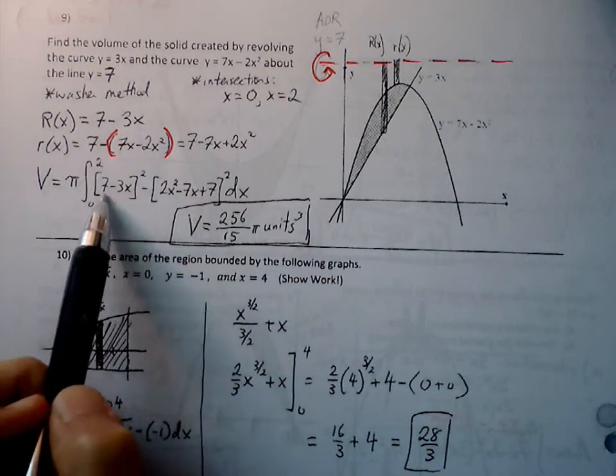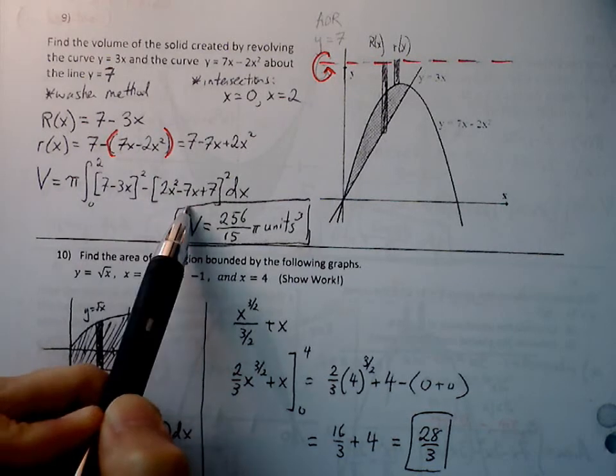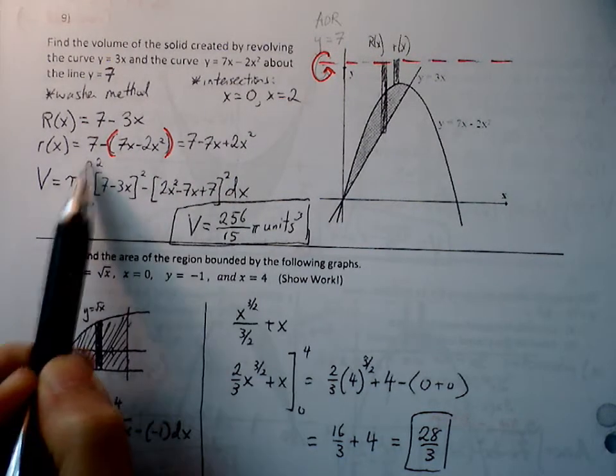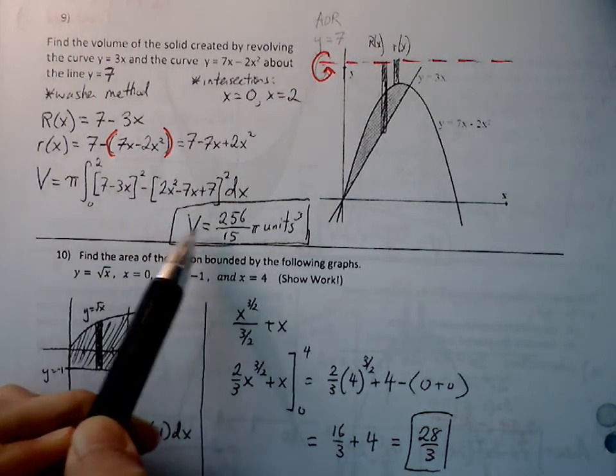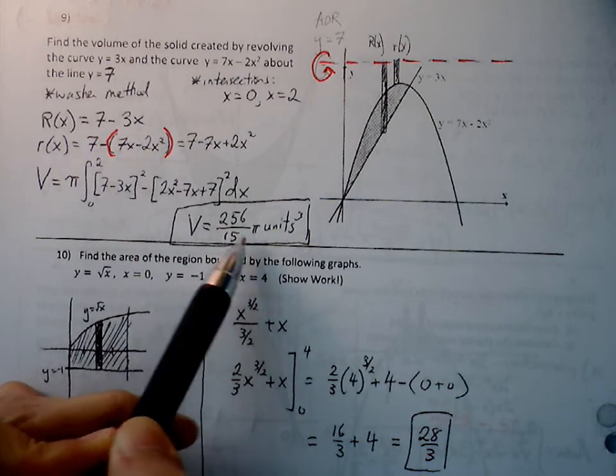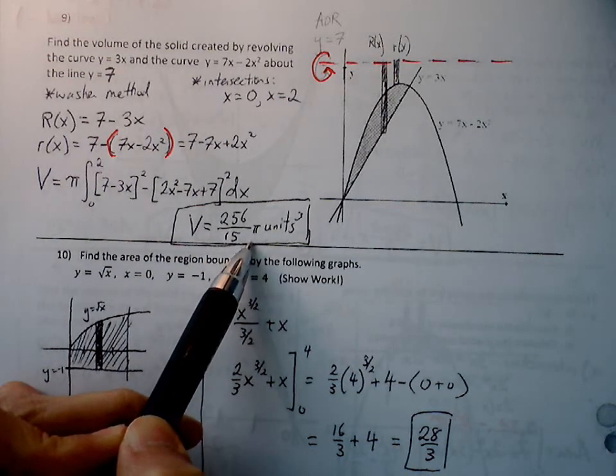So we have big radius, quantity squared, minus little radius, quantity squared. From 0 to 2, plug in the calculator, 256 over 15, and then attach the pi ourselves.